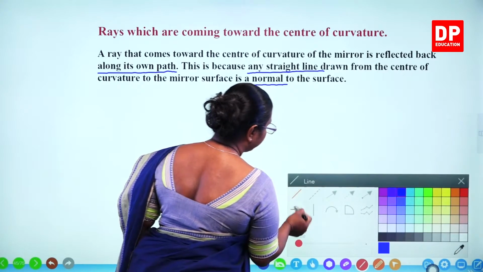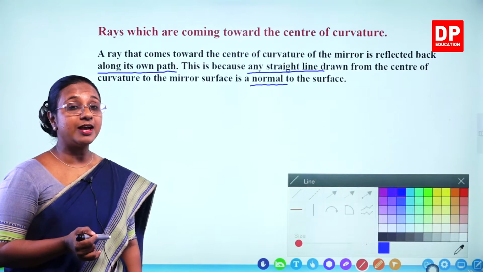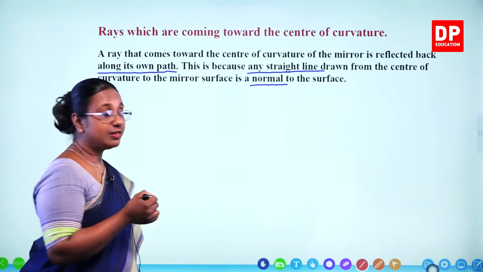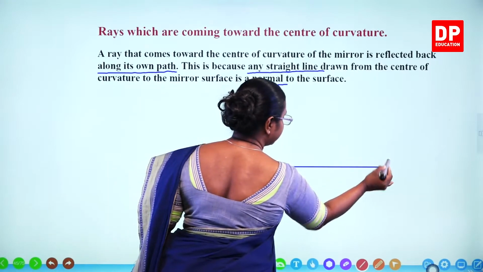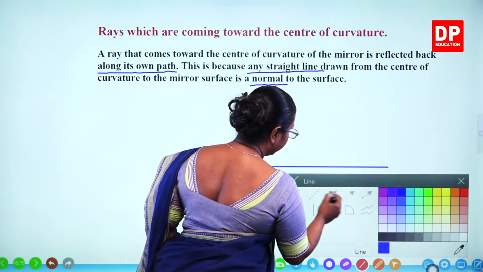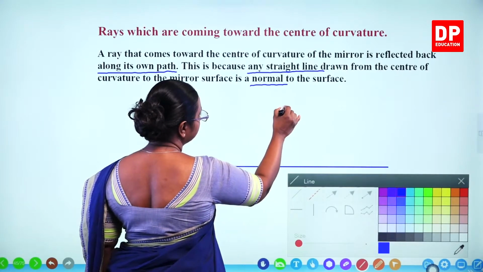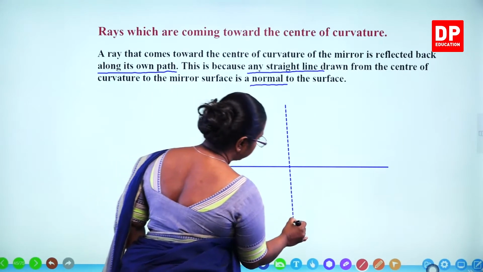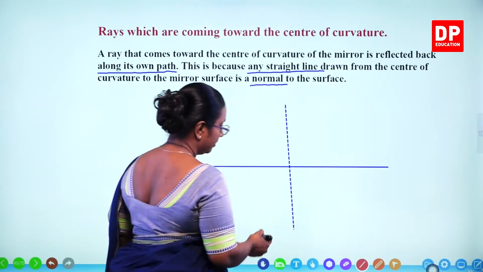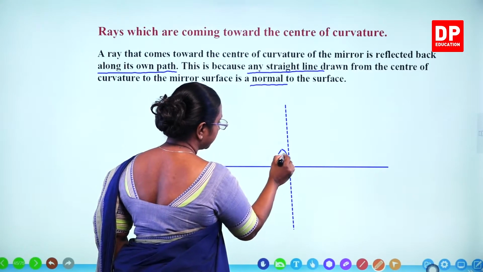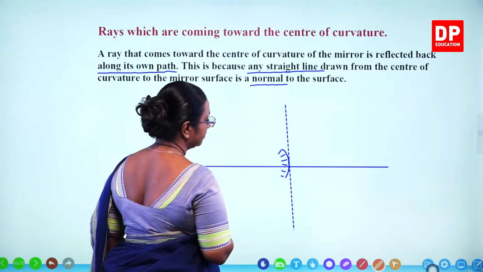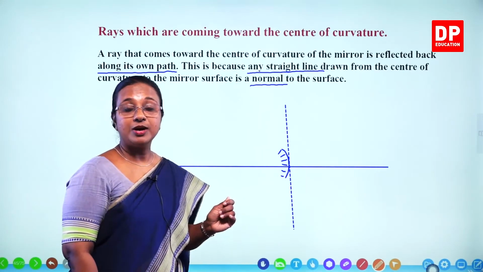So again, how do we start drawing the ray diagram? We start with the principal axis. Right here, the principal axis. Then we need the line for the mirror. So I will draw the line here. And then we denote the mirror, a convex mirror.